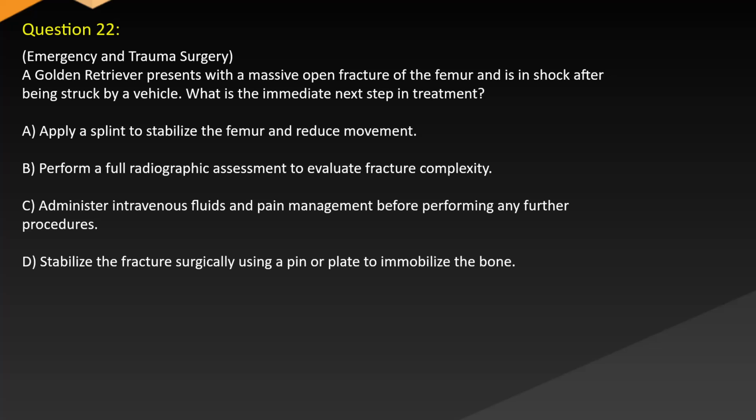Question 22. Emergency and trauma surgery. A golden retriever presents with a massive open fracture of the femur and is in shock after being struck by a vehicle. What is the immediate next step in treatment? A. Apply a splint to stabilize the femur and reduce movement. B. Perform a full radiographic assessment to evaluate fracture complexity. C. Administer intravenous fluids and pain management before performing any further procedures. D. Stabilize the fracture surgically using a pin or plate to immobilize the bone.